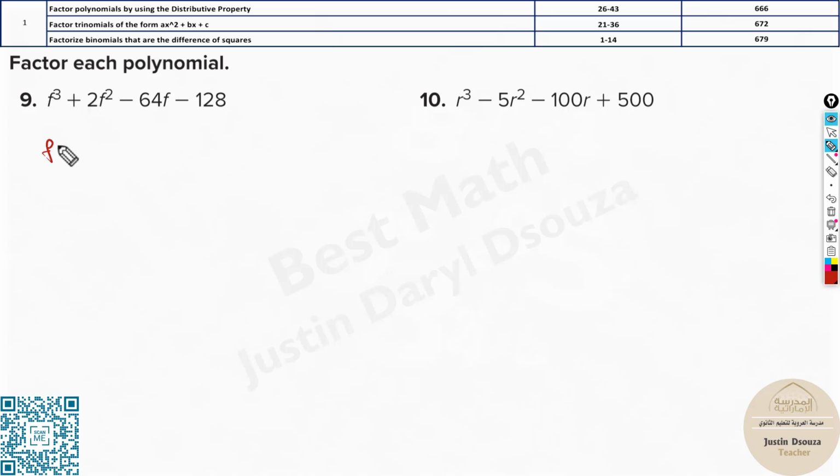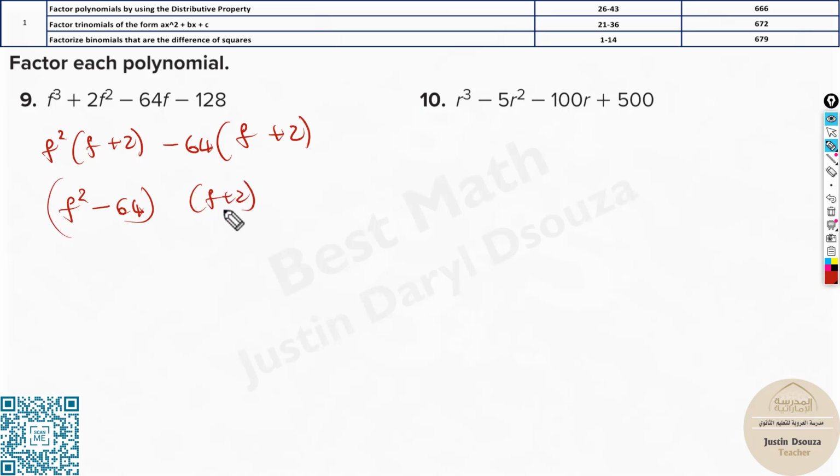Here, what is common? It's only f power 2. So we are remaining with f plus 2, and over here minus, say 64 2 times. I know that 64 twice is 120 plus 8, so it's 128. I'll just take minus 64 outside, so you'll have f plus 2. Many do the mistake in the sign, so just be very careful with the sign, okay? So f squared minus 64 is one term, and then we have f plus 2.